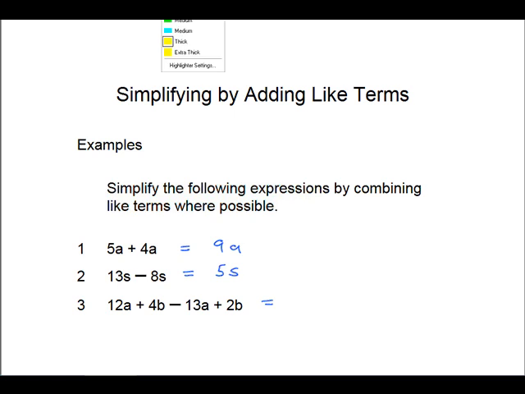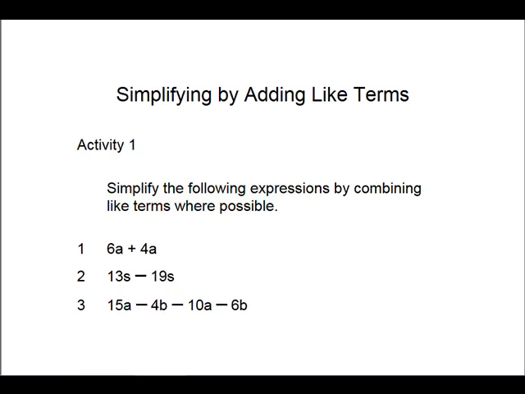Now this one here, not all the terms are like, but what we can do is combine the terms that are like. Now remember, the negative sign belongs to what comes after it. So 12a minus 13a is negative a, and we've got 6b. So here's an activity for you to do. Remember, you can only combine like terms.